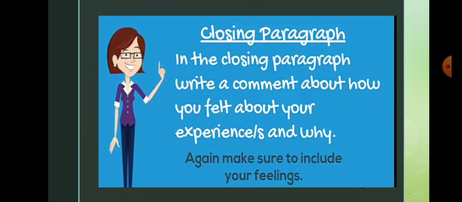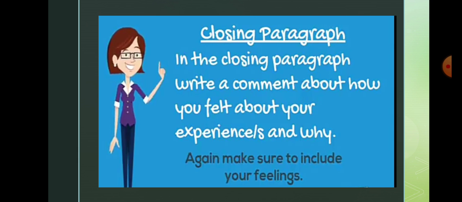Then the closing paragraph. For the body, you have to write two paragraphs or one paragraph, that is enough. Not more than two paragraphs. In the closing paragraph, write a comment about how you felt about your experience and why it happened. So that whole day, what happened, that experience you are writing. How you felt it? Yes, I enjoyed today. Like that you write, no? That should be mentioned in the closing paragraph.